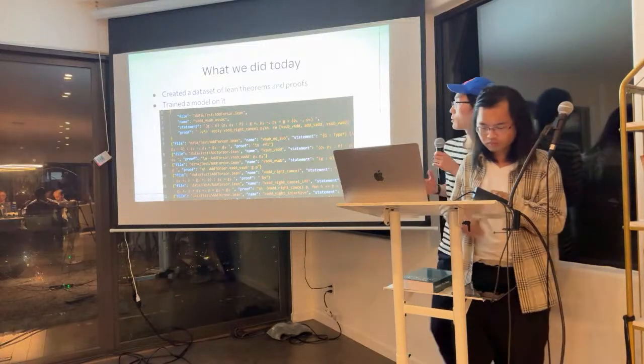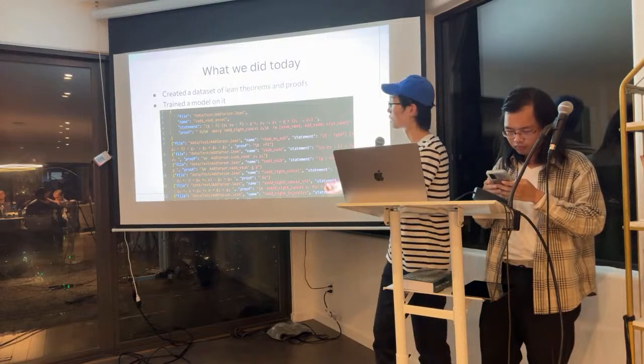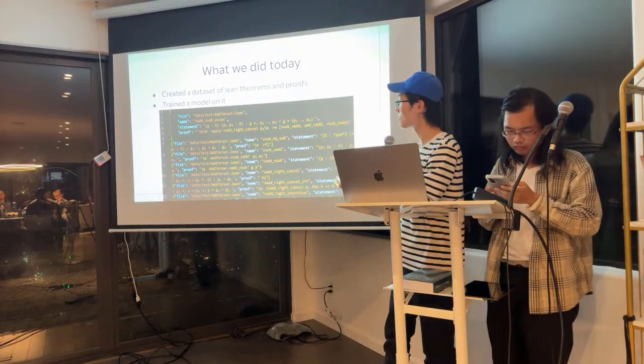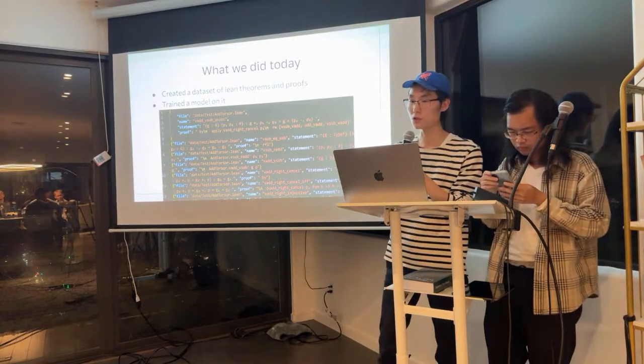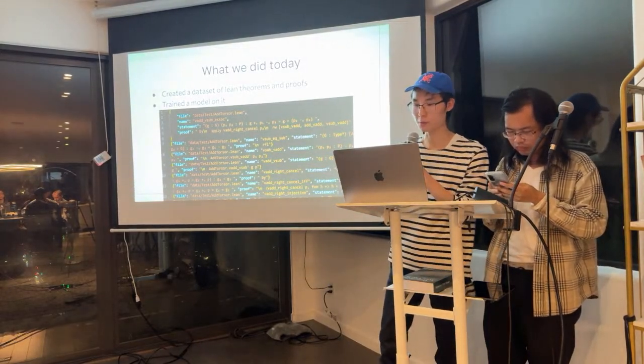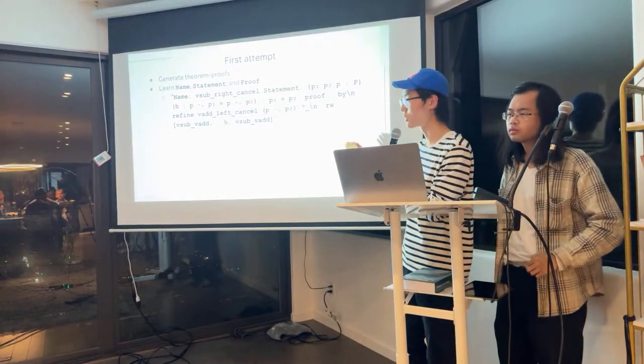Yeah, so let's talk a little bit about what we did today. By tonight, we created a data set of these Lean theorems and proofs, and statements in particular, and we trained a model on this. We trained the score entropy discrete diffusion model, which was performant, now before GPT-2, with the same model class. So here's our first attempt. This is science, so nothing goes right on the first try.